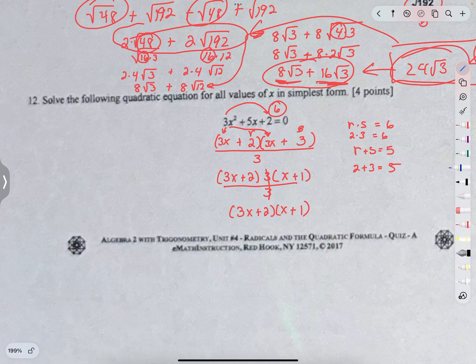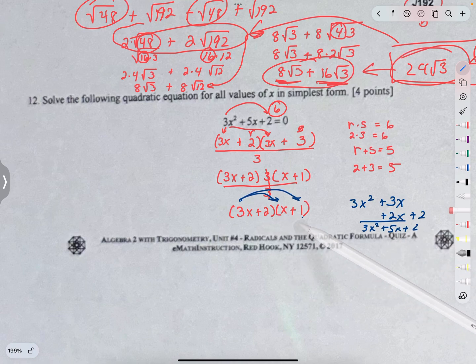If you ever have doubts about that, you just check it real quick. You re-multiply it and make sure that it does give you the original problem. And it does. You can see it's 3x squared plus 5x plus 2. So I know that's the correct factorization. As long as you follow the steps for that down under method, it'll always work.